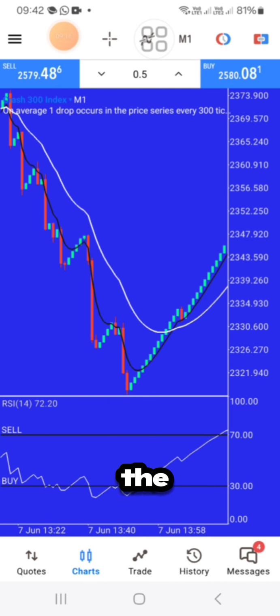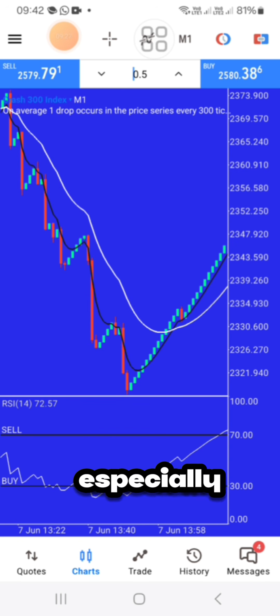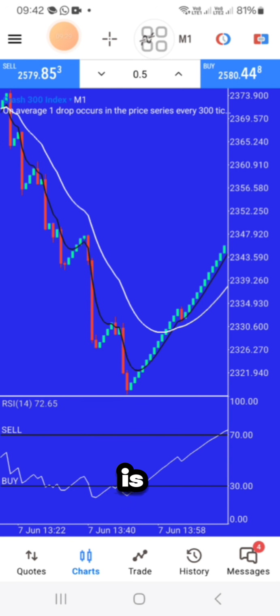It doesn't mean that the 3 candles are the maximum. So when you continuously use this strategy, you see that there's a possibility for you to take more candles, especially if the trend is supporting a buy in crash 300.